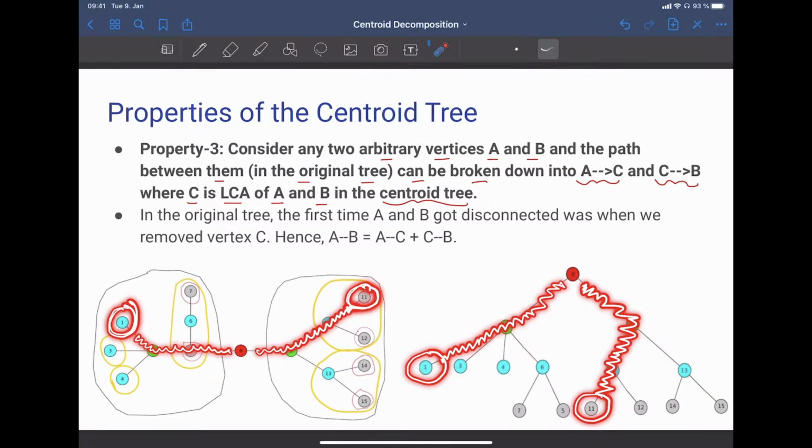Okay. So node 8 is the LCA of 1 and 11 in the centroid tree. And we claim that the path between 1 and 11 in the original tree can be broken down into the path from 1 to 8 and 8 to 11. And the fact that we are looking at node 8 came from the fact that 8 is also the LCA of 1 and 11 in the centroid tree. Okay. So here I'm just trying to explain the property, what exactly it is saying.